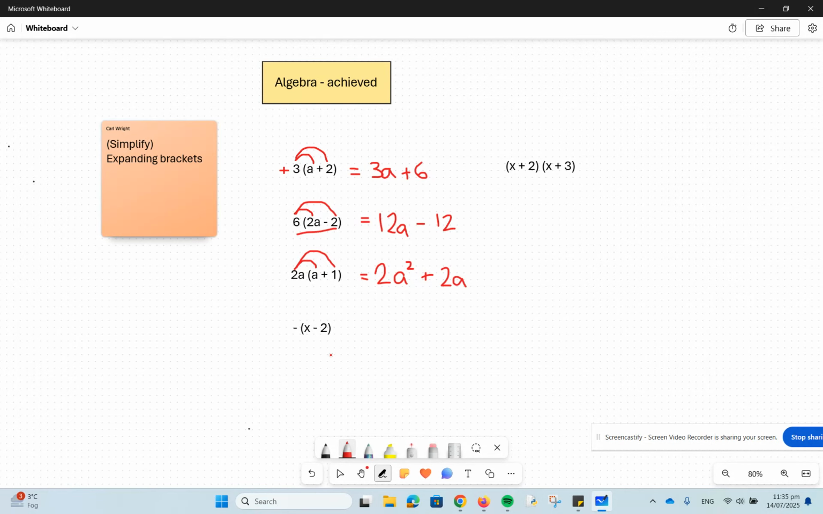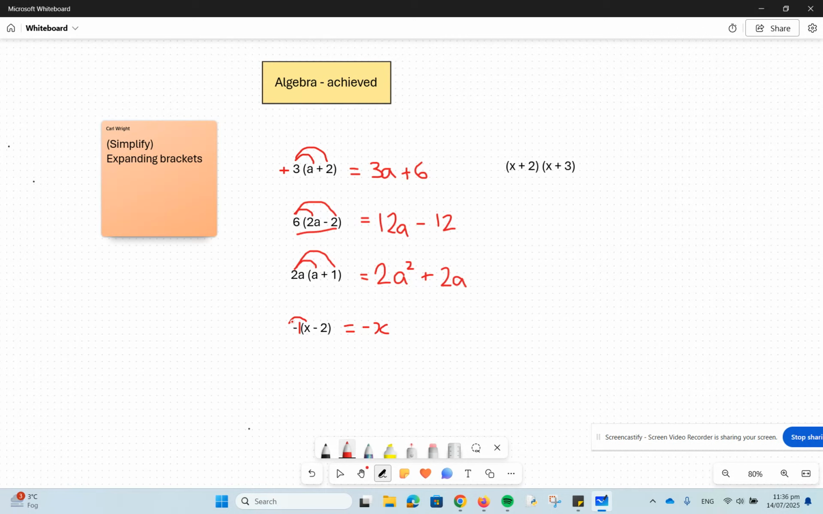Now this one's a little bit different. There's no number on the outside, it's got a minus there. How do we simplify if there's no number? Well, if there's a minus there, that means there's a secret 1 next to it. It's not written. So if you see a minus on the outside, you realize that's actually minus 1, not just minus. So minus 1 times x is just minus 1x, or just minus x, because you don't have to write the 1.